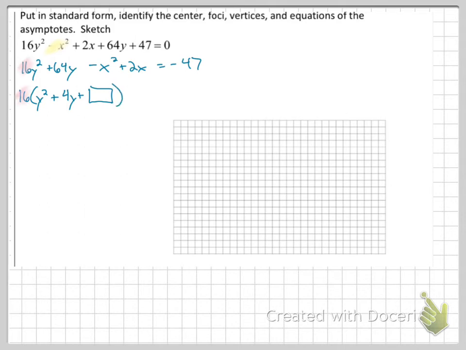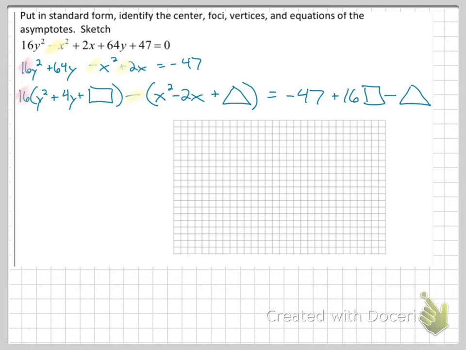Then for the x's, that negative sign needs to be factored out. And it factors out of both x's. So -1, if you want to write it, but I don't, gets factored out. Divide by a negative, divide by a negative, and now it's minus 2x, and that's the most common mistake. Plus something else, because I'm going to complete that square. It's going to equal -47, but technically I added 16 boxes, and I subtracted one triangle to keep it balanced.